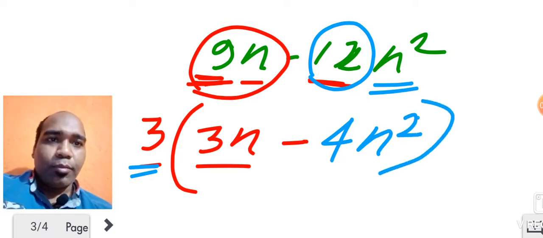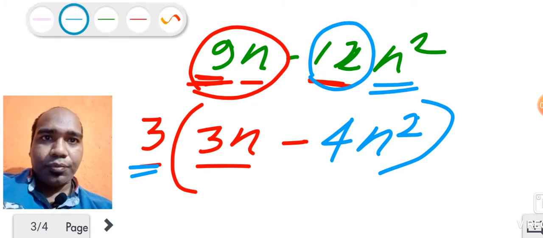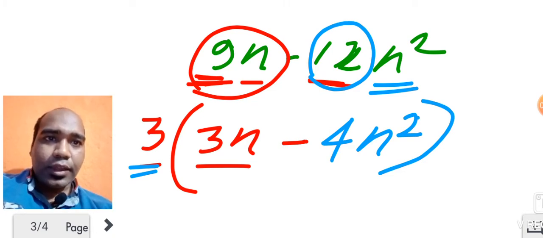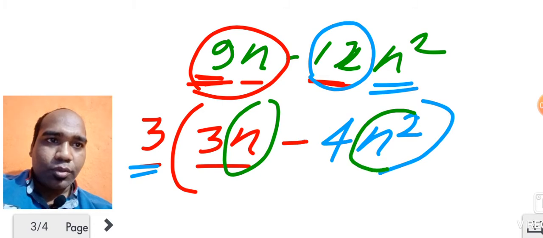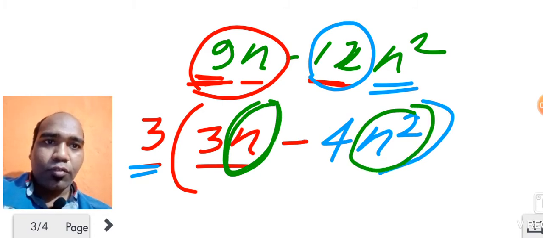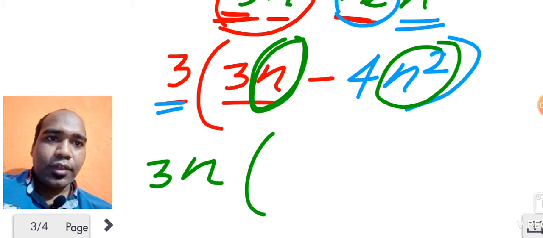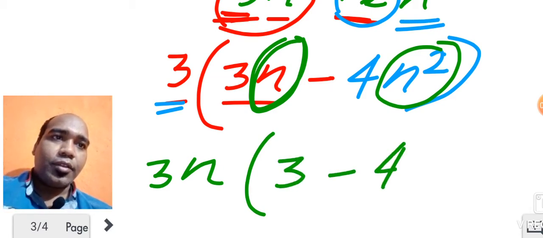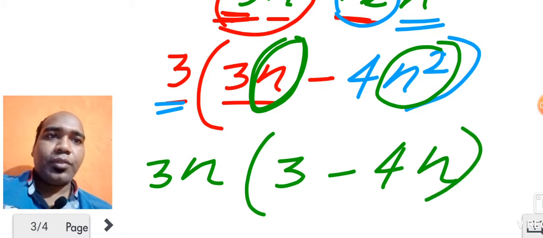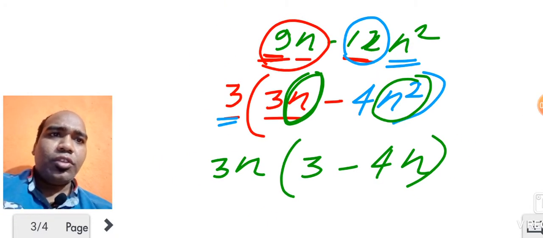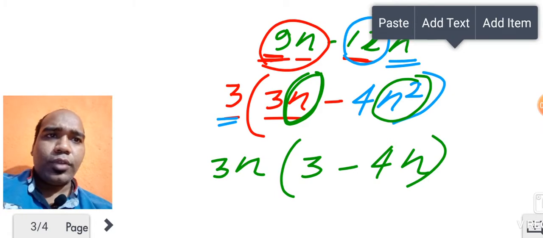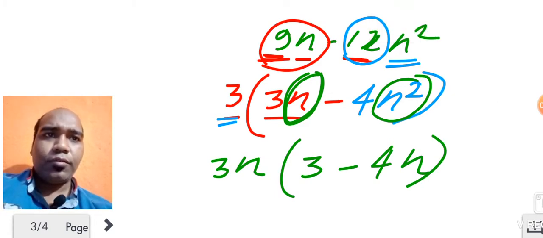Okay. But you can see here that n we are getting in both n square and n. So one n we can take outside. This n, 3 is already out. Now this n will take here, so here only 3 will be left, and here minus 4n will be left. Okay. So no need to do 2 steps, you can do it in only 1 step.